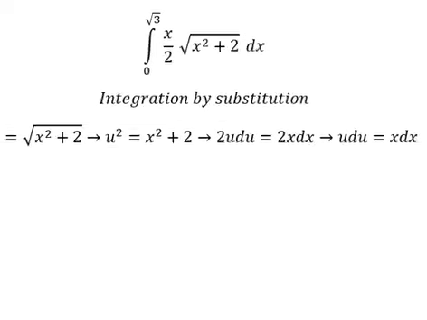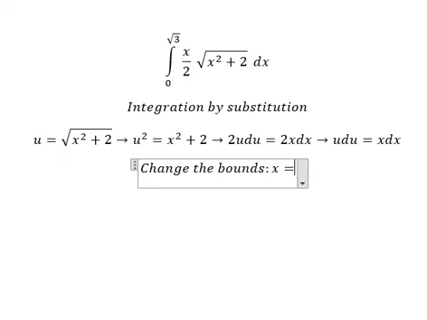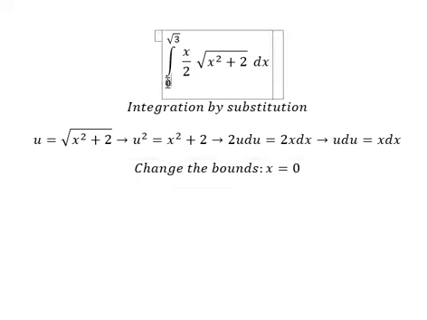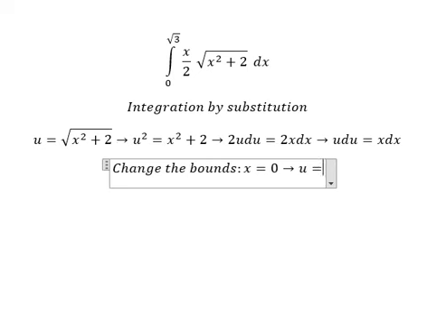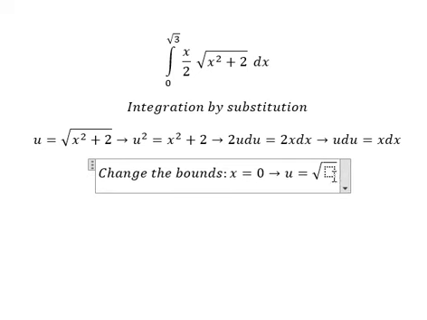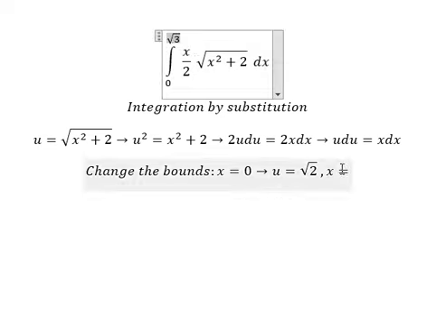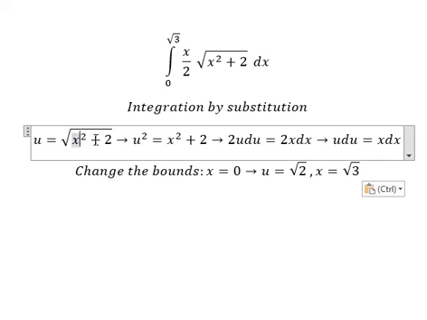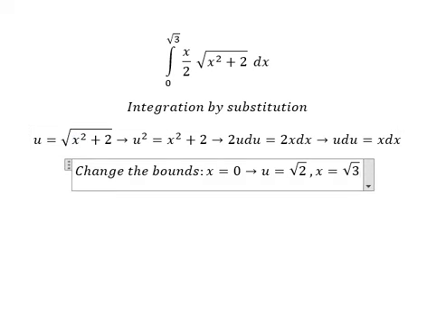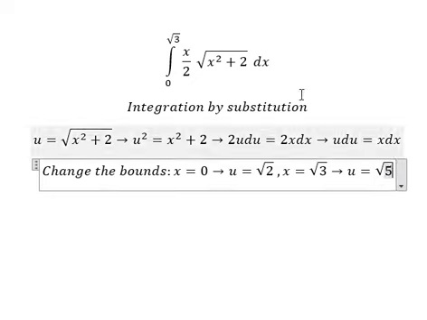Next, we need to change the bounds. When x equals 0, we put 0 in here, and we get u equals the square root of 2. When x equals the square root of 3, I will put this one in here. So we have 3 plus 2, we have 5. So u equals the square root of 5.